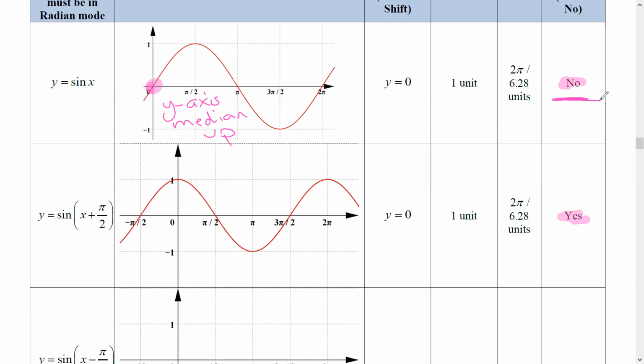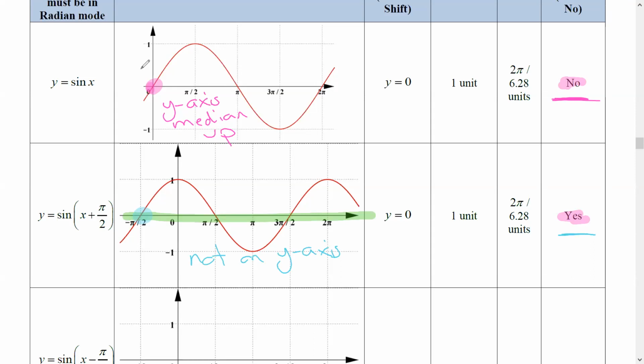If I look at the next graph, I draw my median line in. Always draw my median line in. There it is. Okay, I go and hunt. Where does this graph start? Well, it starts right here. I highlighted it in blue. So I say to myself, is that on the y-axis? Not on the y-axis. Therefore, it has been moved. Yes. Well, look at how easy this is.